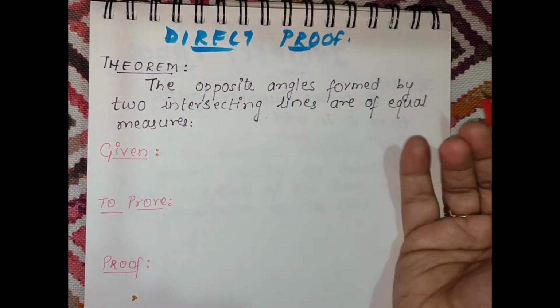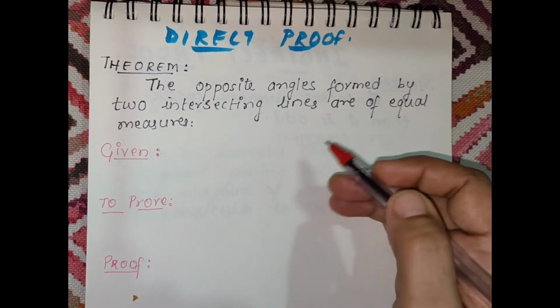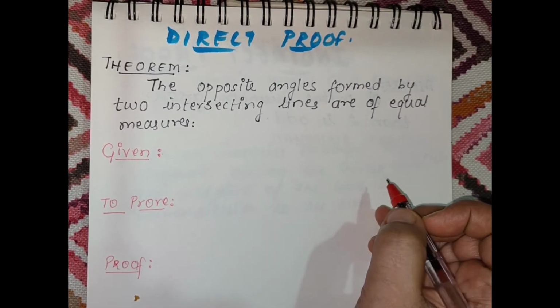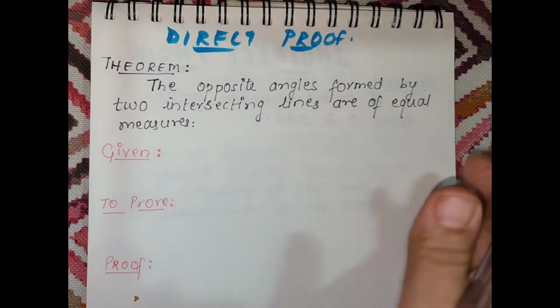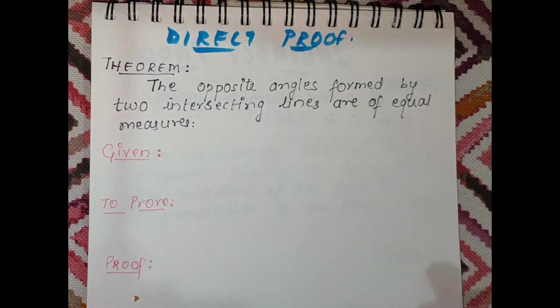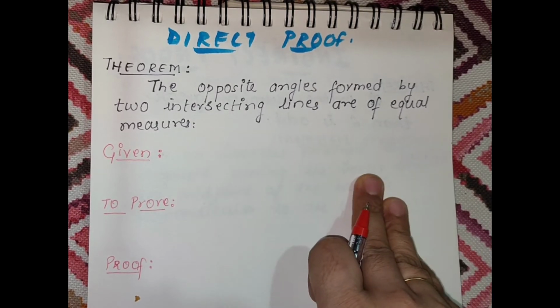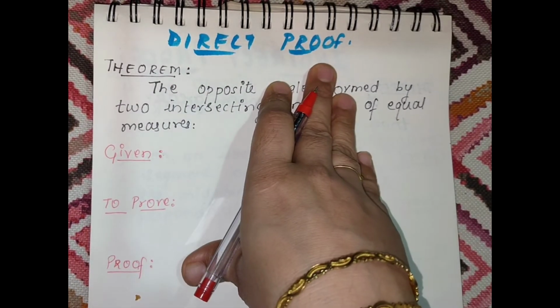In a direct proof, they give you a statement and the given part, and you have to write the proof. And in an indirect proof, you have to assume something contradictory to whatever is given. That is indirect proof. We have to assume it ourselves, which is not given in the theorem. Now first we will concentrate on direct proof.